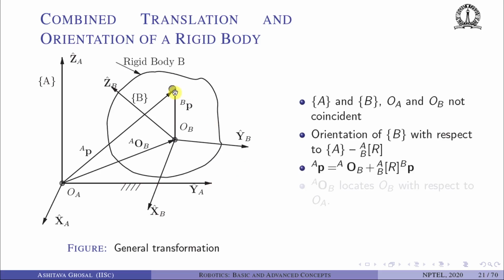If you take a point on this rigid body given by BP, we can describe this point in the A coordinate system by a simple vector addition. AP is nothing but AOB, the vector from origin OA to OB, plus this vector pre-multiplied by a rotation matrix. Because this vector is described in the B coordinate system, we cannot add two vectors in two different coordinate systems. But we can pre-multiply by a rotation matrix to get this vector in the A coordinate system, and then we can add. As mentioned, AOB locates the origin OB with respect to OA. So this is a general transformation which consists of a rotation A_B R and a translation AOB.